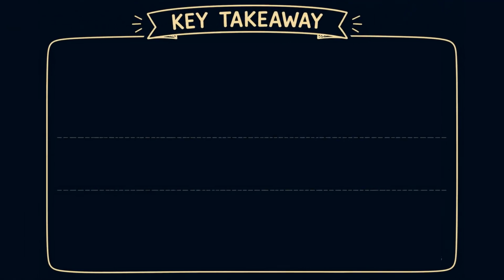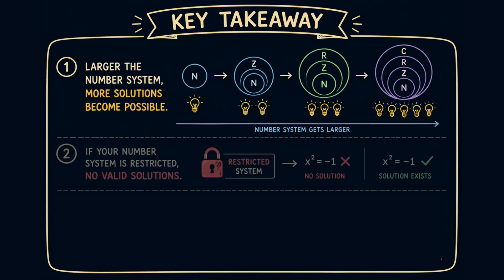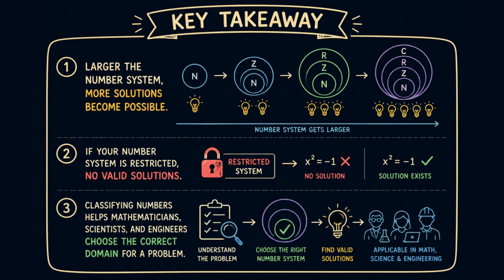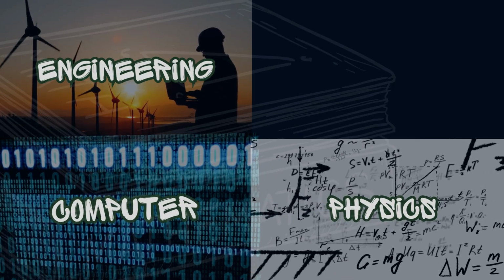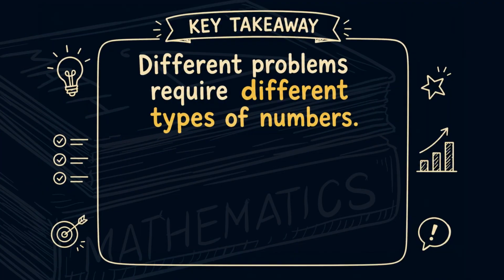So what is the key takeaway? First, the larger the number system you allow, the more solutions become possible. Second, if your number system is restricted, many equations may have no valid solutions. And third, classifying numbers helps mathematicians, scientists, and engineers choose the correct domain for a problem. This idea is used everywhere, in engineering, in physics, in computer science, in finance.